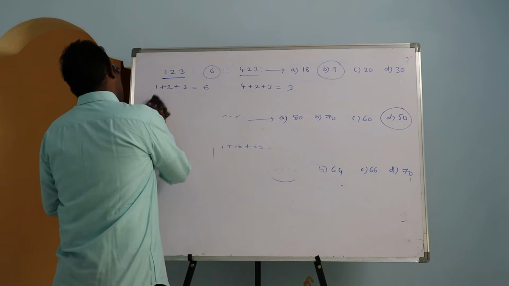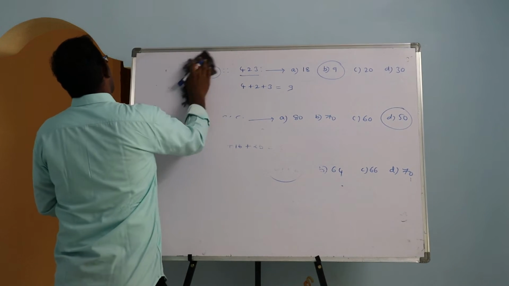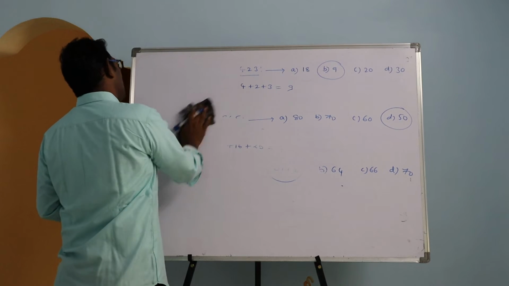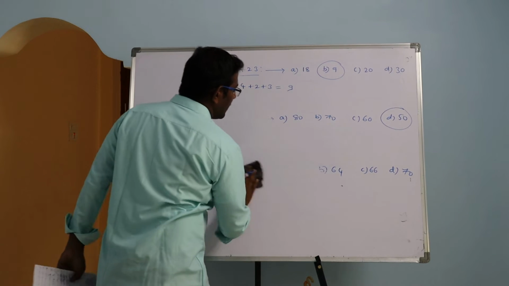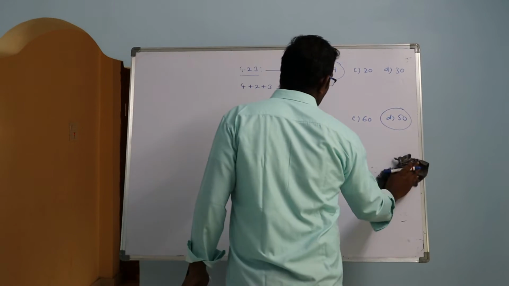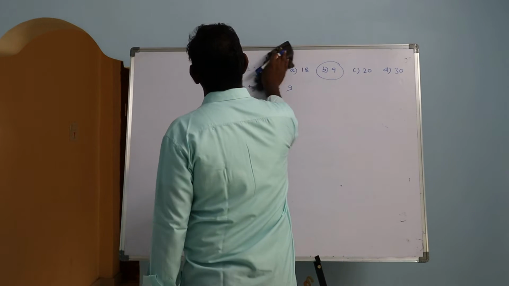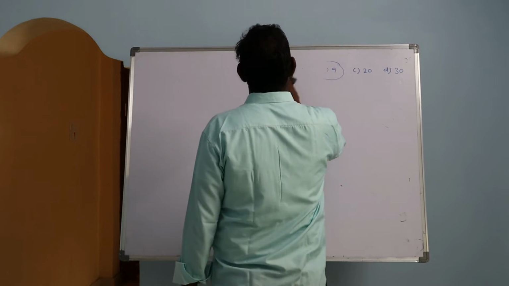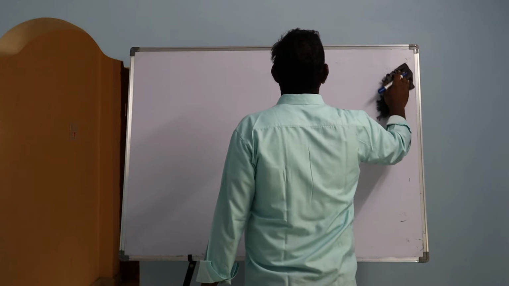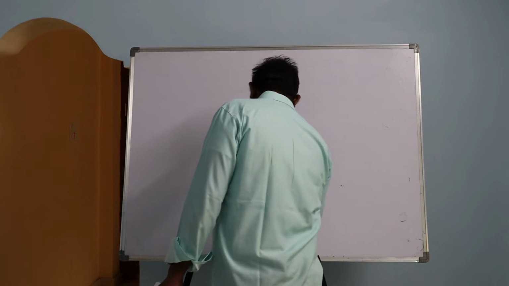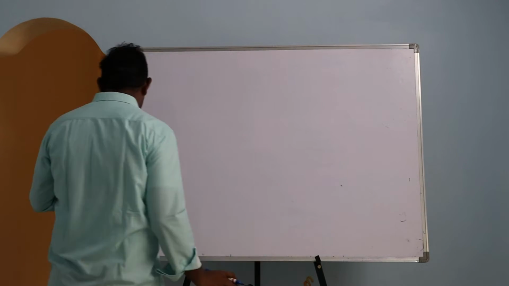A big number is converted into small numbers. We observe the four following rules. First rule is sum of the numbers. Second rule is product of the numbers. Third rule is square of a number. Fourth rule is cube of the number. Write down now.